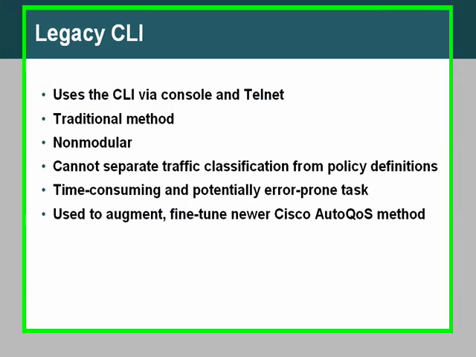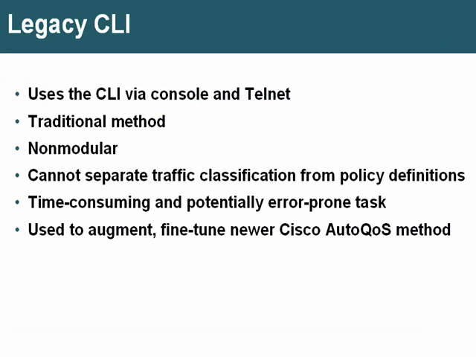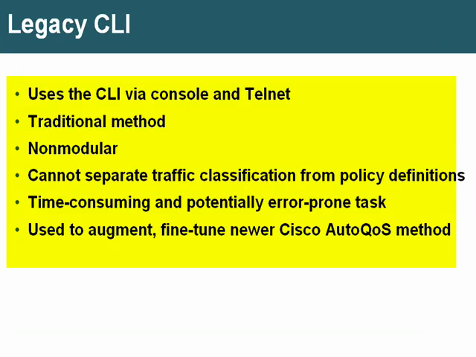Now let's look a little closer at the legacy CLI method for implementing QoS. The CLI can be accessed via the console or telnet. The CLI method offers less granularity of supported QoS features than other QoS configuration techniques. It offers basic QoS functionalities with limited options. For example, the traffic classification cannot be fully separated from the QoS mechanisms. The CLI is not the current recommended practice for implementing QoS policies.